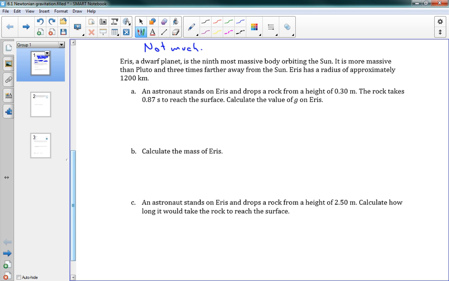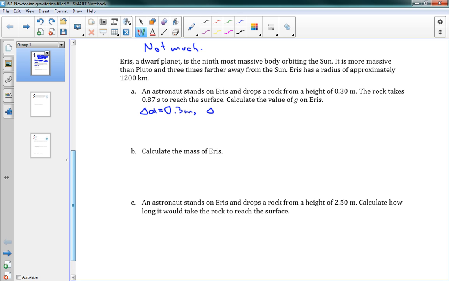Eris has a radius of approximately 1,200 kilometers. Part A says an astronaut stands on Eris and drops a rock from a height of 0.3 meters. It takes 0.87 seconds to reach the surface, and we want to calculate the value of g on Eris. Well, let's see. We're going to use kinematics here. Our delta d is 0.3 meters.